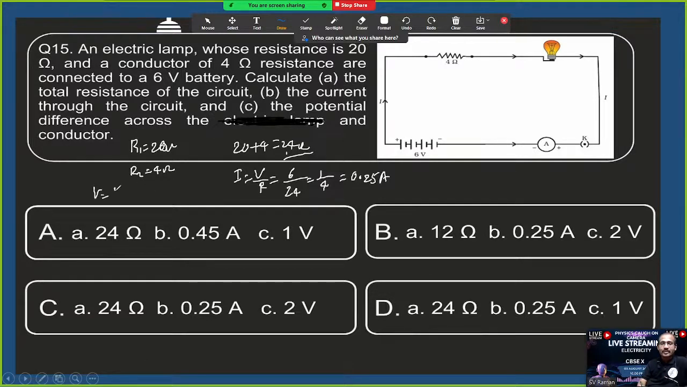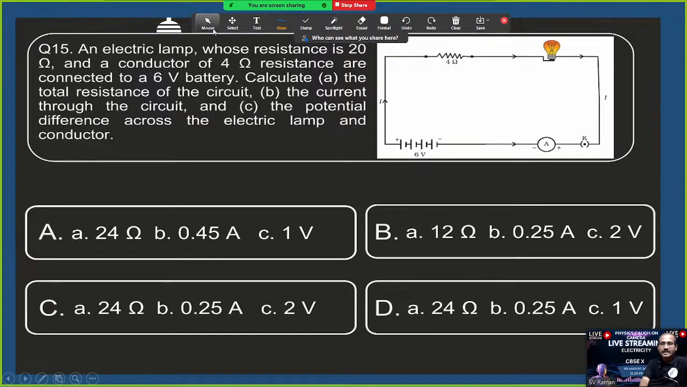Now coming to the third part, the potential difference across the conductor. So V is equal to I into R. So what is the I value? We got 0.25. R value, how much? Across the conductor, R value is 4. Which is 1 volt. So 24 ohms, 0.25 and 1 volt is the right answer. So this is the way we can solve the electricity questions.